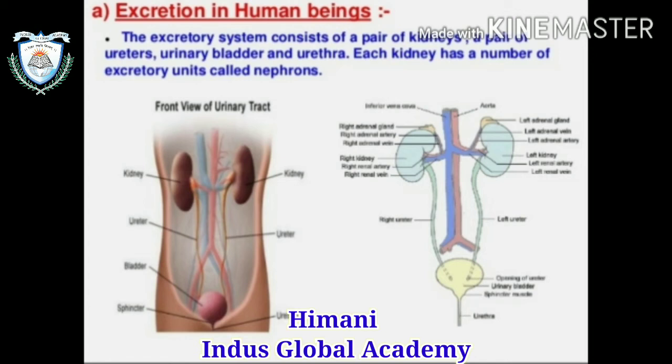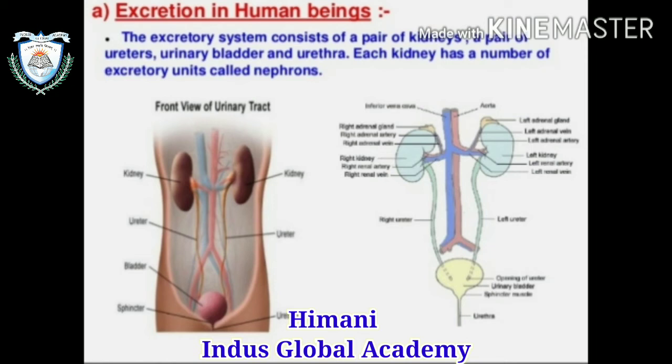Now excretion in the human being. The excretory system basically consists of a pair of kidneys, a pair of ureters, urinary bladder, urethra, and each kidney has a number of excretory units called nephrons. Kidneys are basically small bean shaped structures. In each kidney there are millions of nephrons present. They help in the excretion, or you can say help in the filtering of the blood.